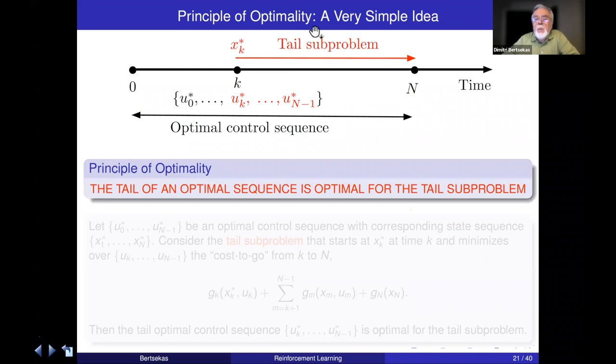What is the optimal solution of this tail subproblem? Well, it doesn't take much thought to figure out that the optimal sequence for the tail subproblem is the tail portion of the optimal sequence for the original problem. In other words, if you start at xk star and use uk star, and then after that these controls, you're going to be doing optimally. The tail of an optimal sequence is optimal for the tail subproblem. And why is this true? Can someone say?